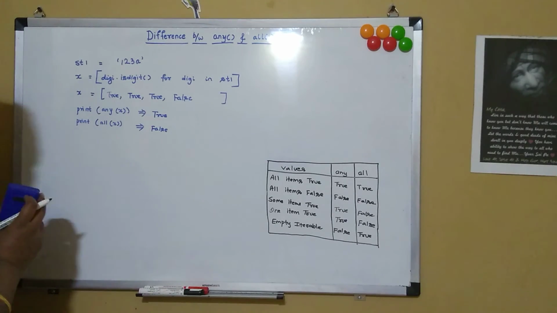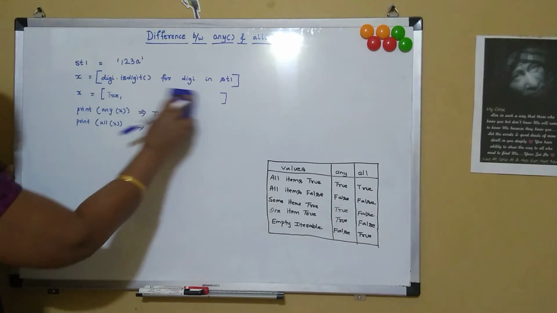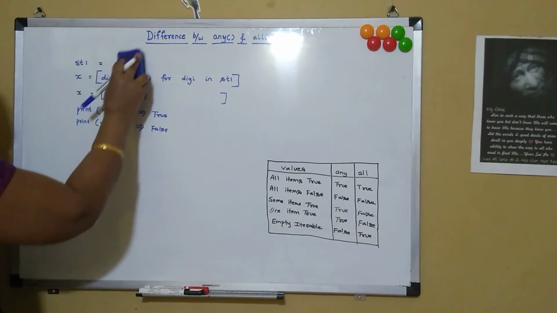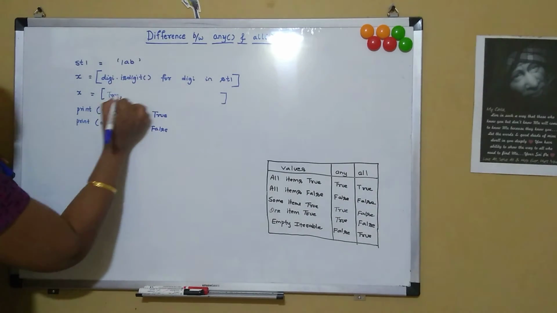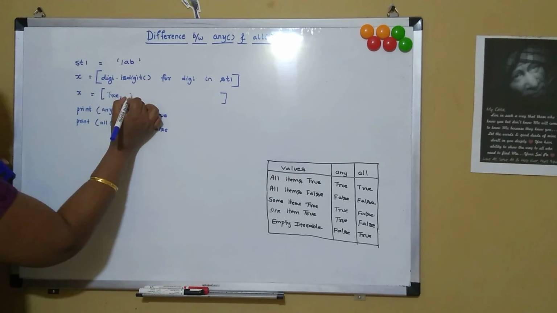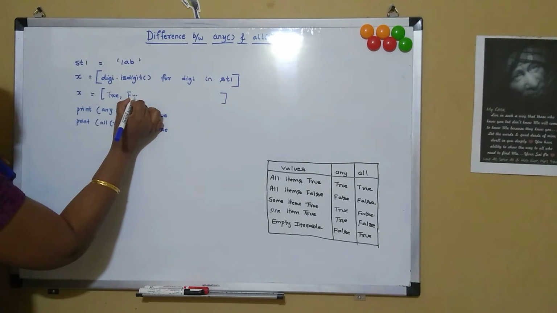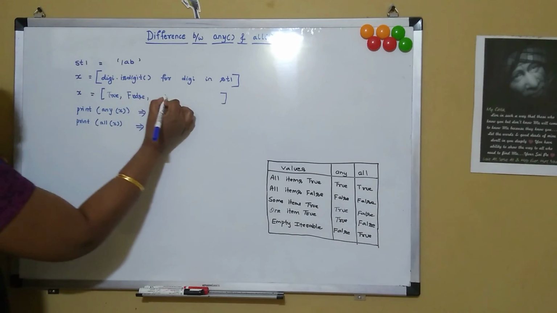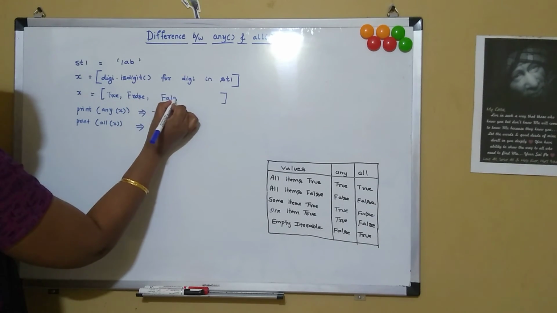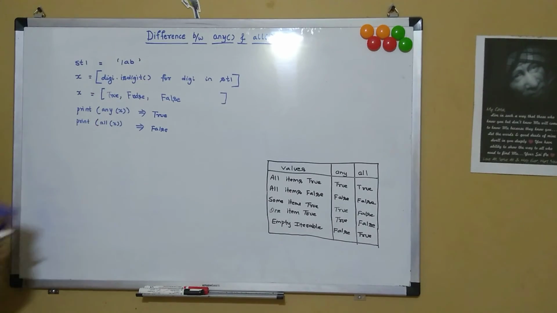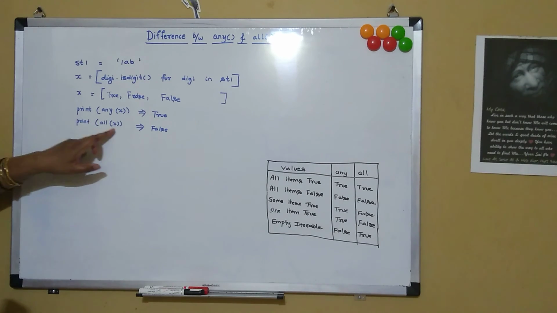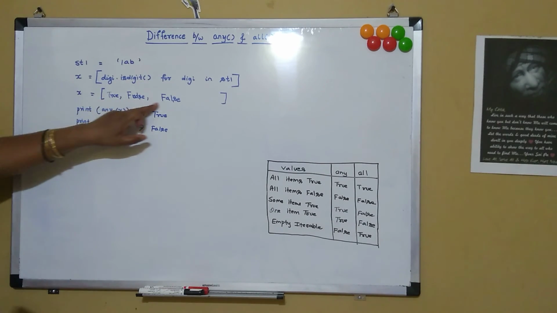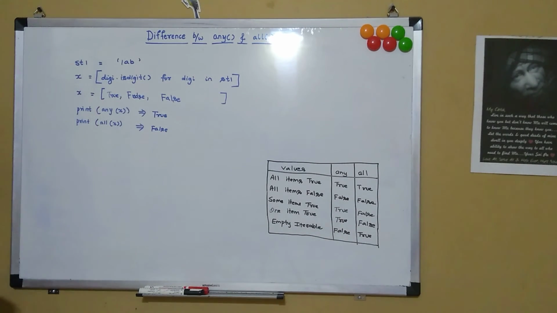Now if one item is true, 1, A, B. So 1 is a digit, so it is true. A is not a digit, so it is false. B is also not a digit, so it is false. Any function still returns true because one of the value is true. And all function returns false because all the values are not true.